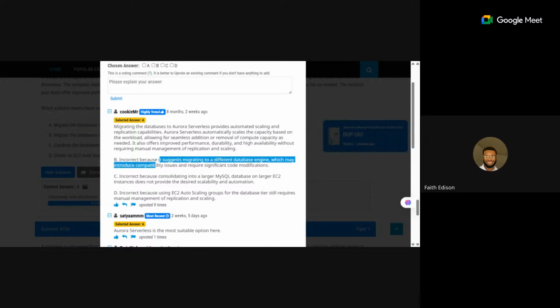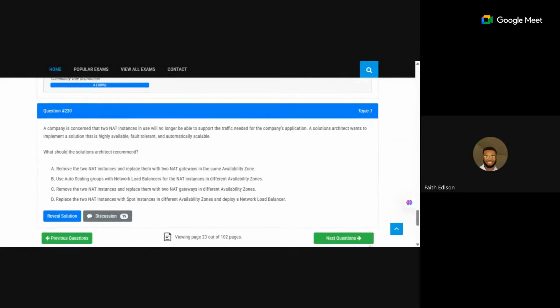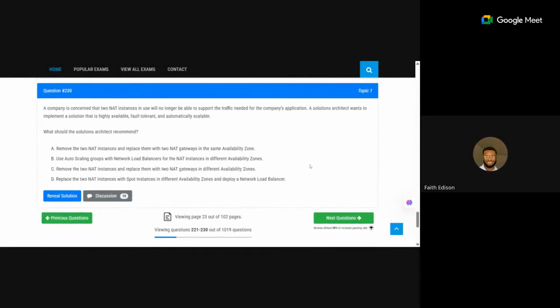Postgre is incorrect because it suggests migrating to a different database engine. You're right, that makes sense. You would change the entire database, and that would introduce compatibility issues and code modifications. You learn something every day. Honestly, good testing.